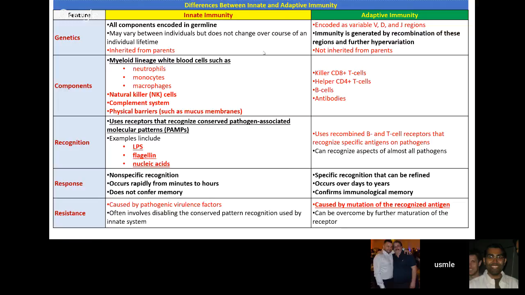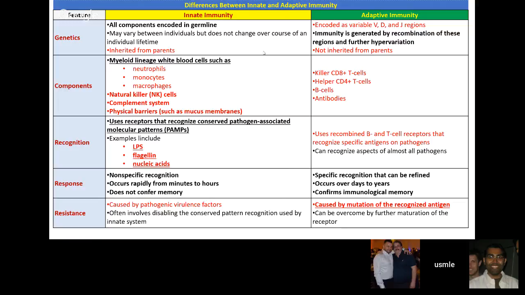So you're going to have two components for adaptive that we saw earlier, which is the V, D, and J region within the cells. And this is something that you don't get from your parents. You learn it every day. So these are going to be a recombination of the V, D, J region, and they're going to change and become variable.